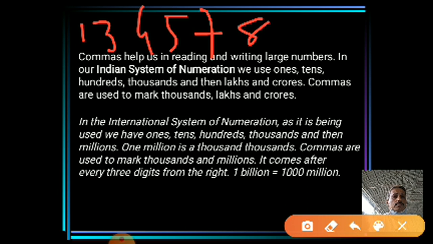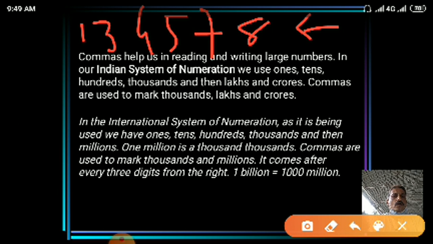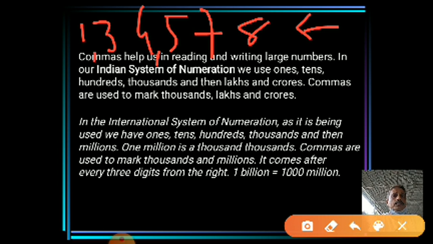So there are two ways to represent a number: the Indian system and the international system. In the Indian system, we have to start from the right side. From the right side, first 3 digits, 1, 2, 3, then put the comma. Then after every 2 digits, 1 and 2, every 2 digits you have to put the comma. Now it is very easy to read out this number. This number is 1,34,578.